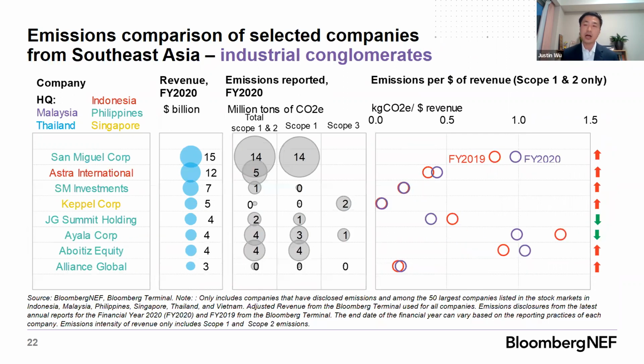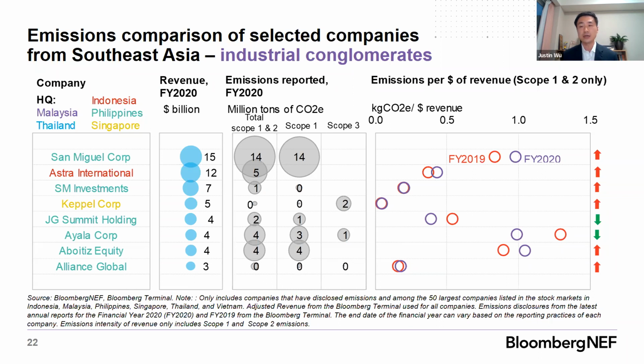Even industrial conglomerates, which in most cases are actually involved in less emissions intensive businesses. The challenge for some of them is that a lot of them actually own power plants and other heavy emission generation assets. So even some of these companies, like for instance San Miguel in the Philippines, have very, very large emissions levels.